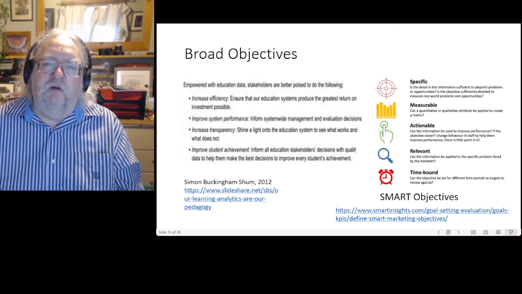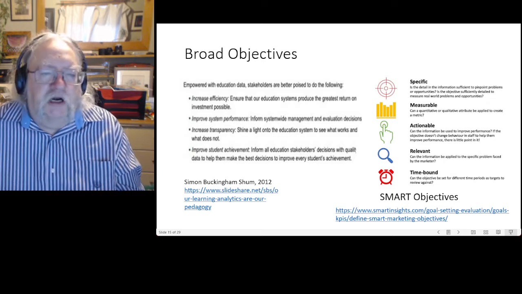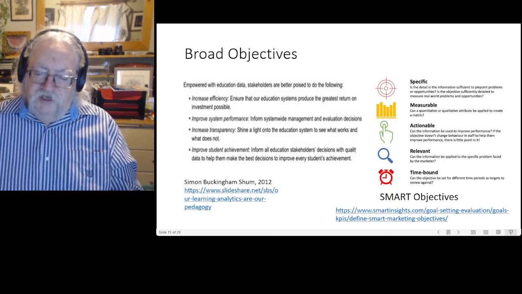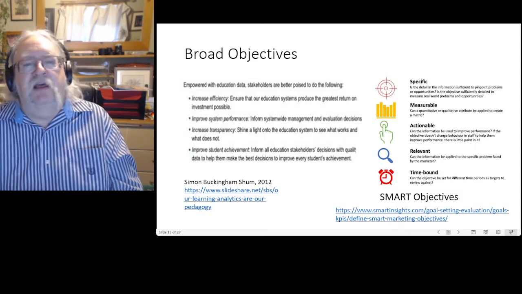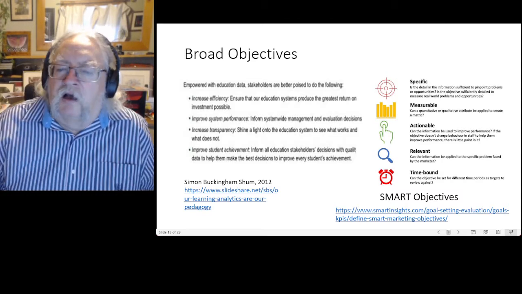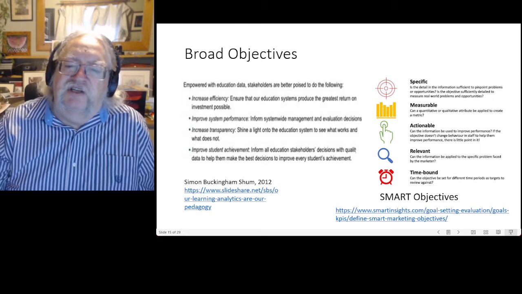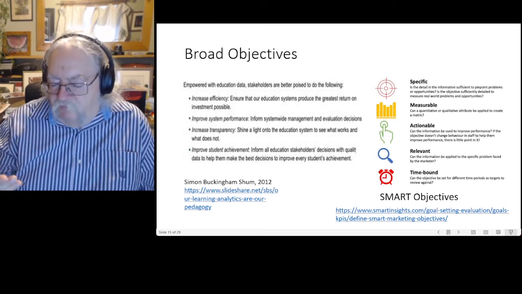So any environment that involves public money or shareholder money, for example, there's going to be quite a bit of emphasis on being able to determine what objectives have been set and whether they have been achieved.